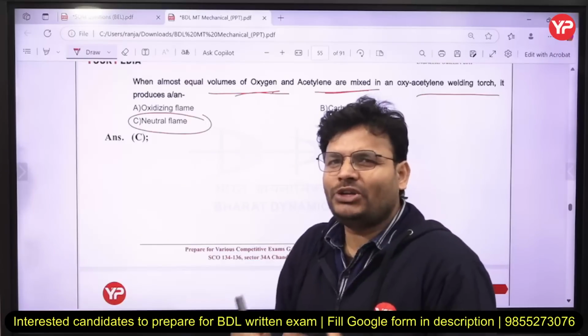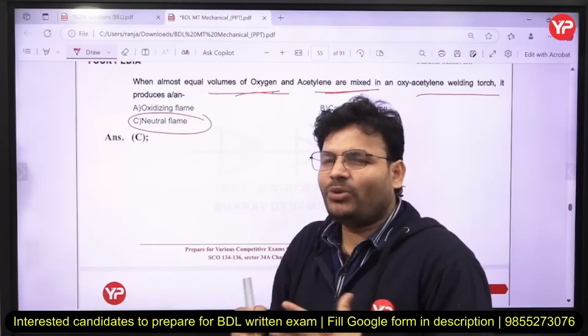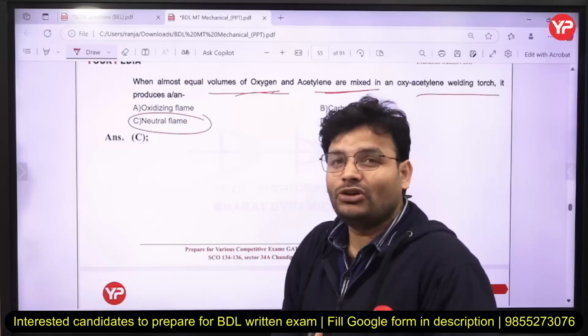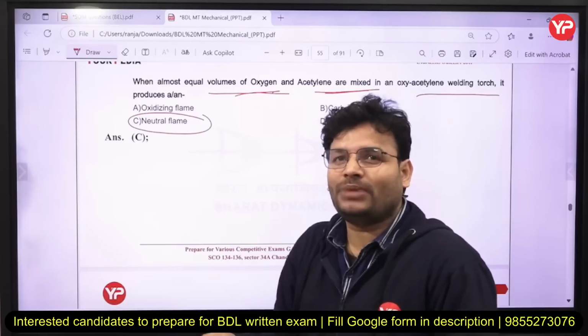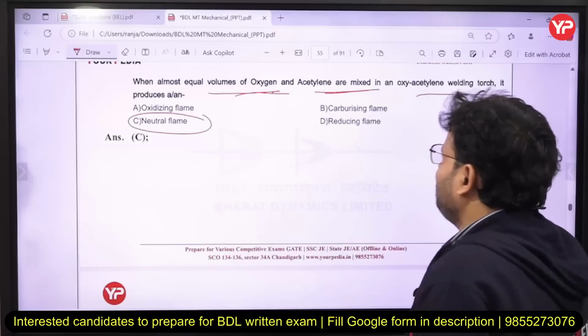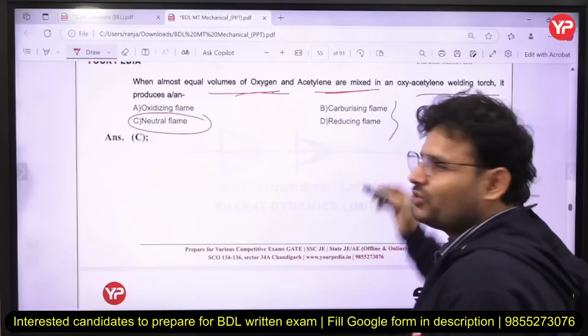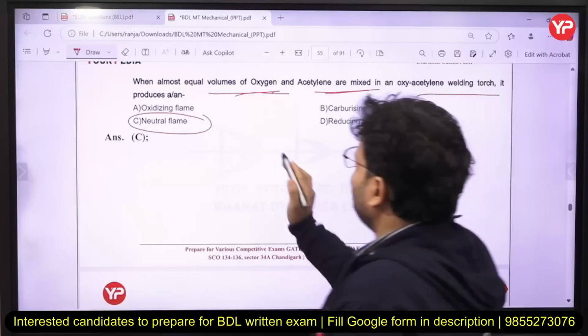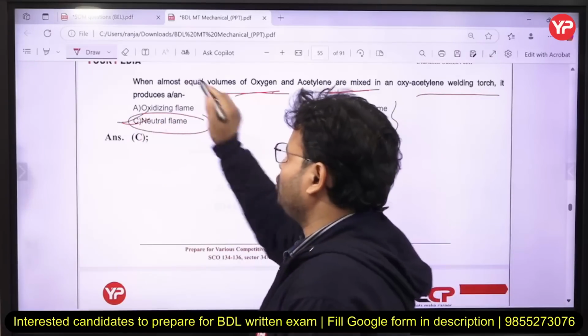When is it called a carburizing flame? When the volume of acetylene is more than the volume of oxygen, or sometimes the moles of acetylene are more than the moles of oxygen, then it is called a carburizing flame. Carburizing and reducing flames are very close, both are the same. So according to the question, the correct answer is what? C for Chennai, neutral flame.